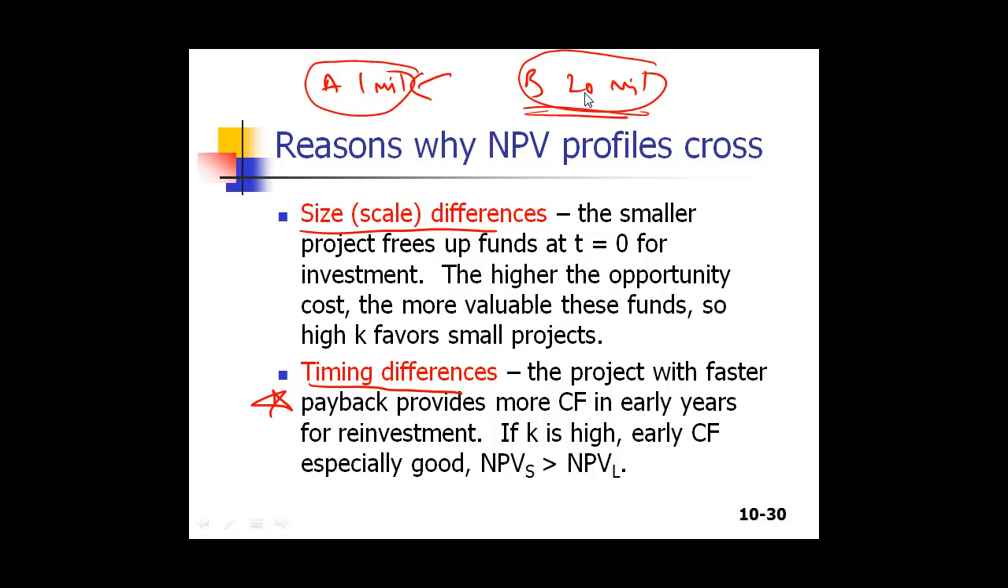The homework that I want you to do is, in the projects S and L, was there a difference in the timing of cash flows? Yes, there was. Was there a difference in scale? No, in both you were investing 100. In one you were just getting a little bit, like 10 more. So for homework, I want you to come up with two possible projects, project A and project B, with a difference in scale, and come up with cash flows that show a crossover.